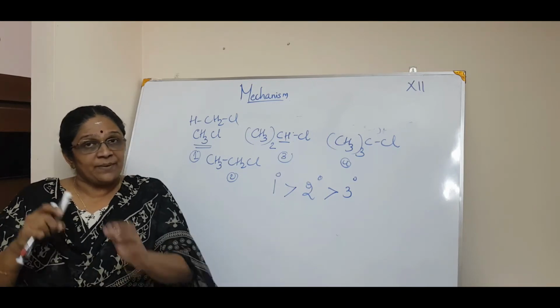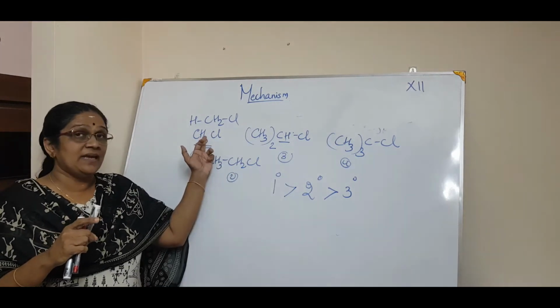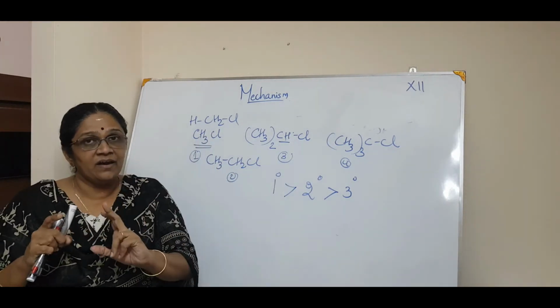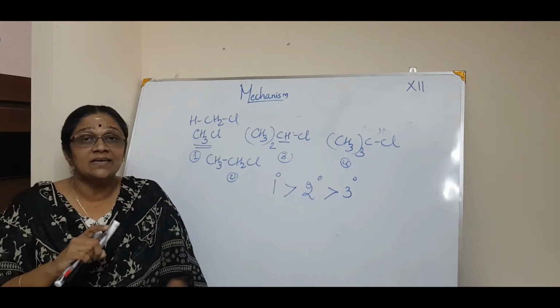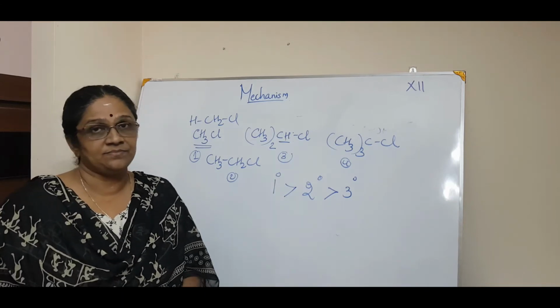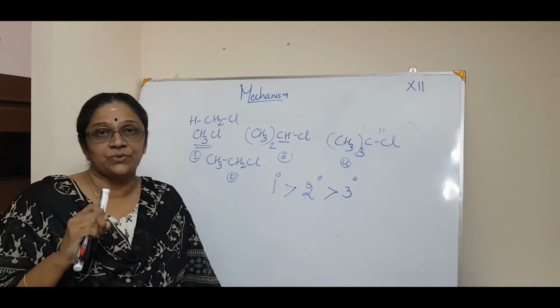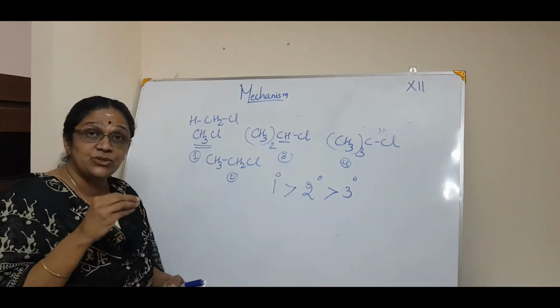Tell me. These 2 are primary. When comparison comes, this will be easier. But still, primary is greater than secondary, greater than tertiary. So that is the order of reactivity of an SN2 mechanism. Hope you understood. Now we will write the value points of this SN2 mechanism.